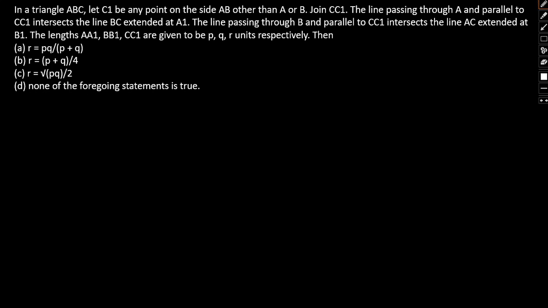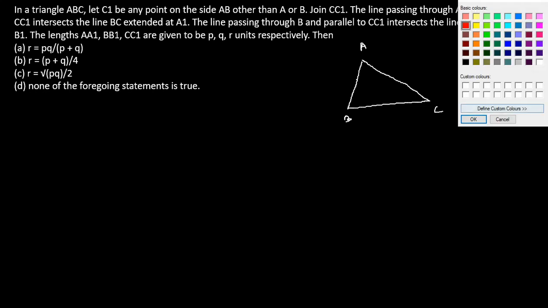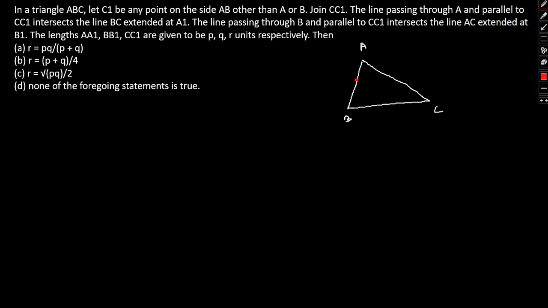So let's draw a triangle ABC first. This is our triangle A, B, C. Let C1 be any point on the side AB other than A and B. Let me use a different color. Let this point be C1. Now we have to join CC1. Let us join CC1.